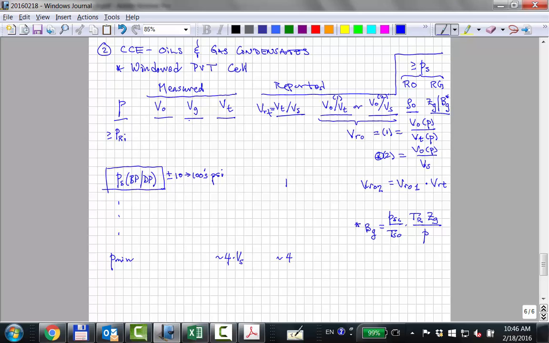Okay, so we measure oil, gas, and total volume. We report this relative total volume. We report some form of the relative oil volume. And then in the single phase region above the saturation pressure, we give the oil density or the gas property.